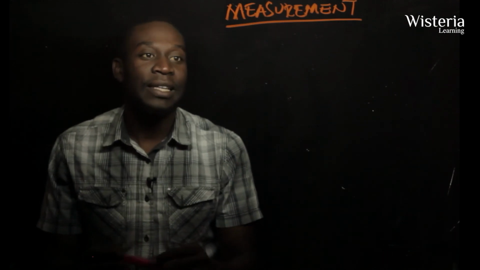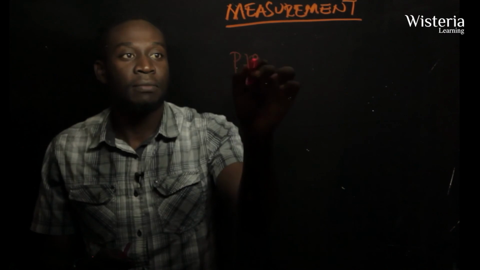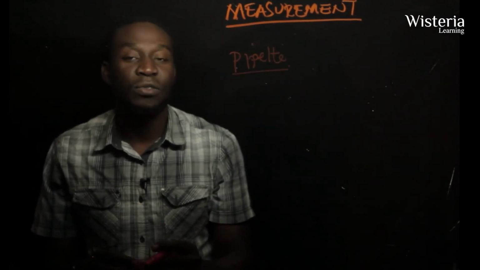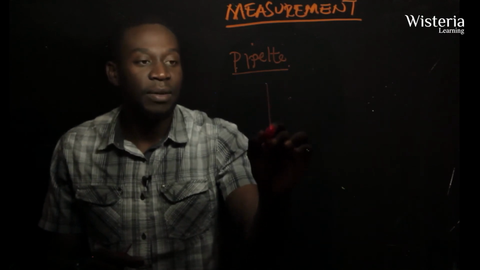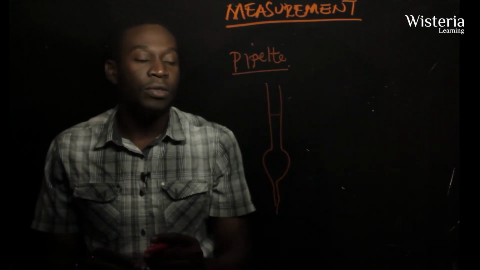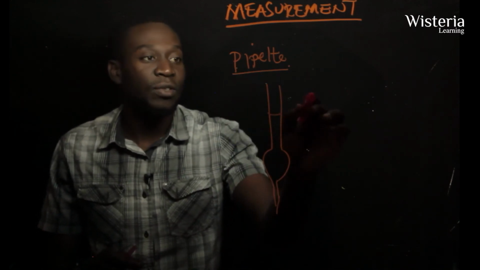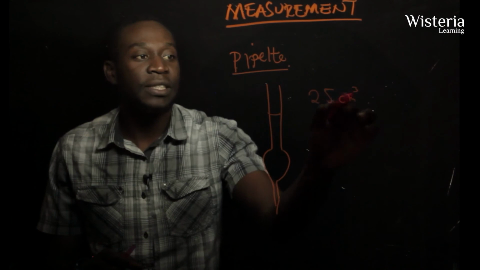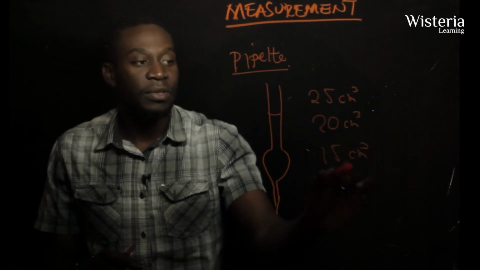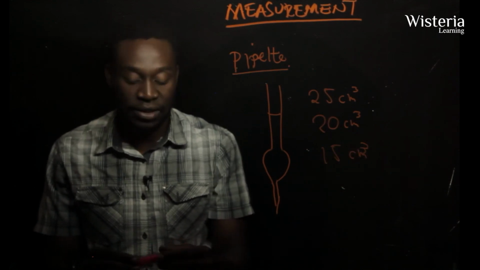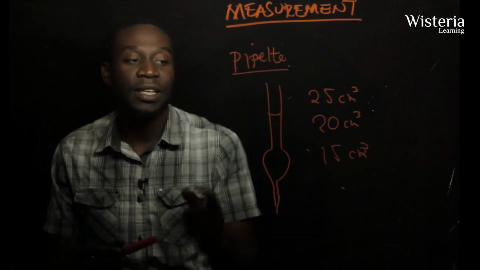Okay, another apparatus that we use to measure volume is called a pipette. The pipette is used to measure a fixed volume accurately. This is how a pipette looks. So if you want to measure a fixed volume accurately, we usually use a pipette. Volumes like 25 centimeter cubed, 20 centimeter cubed, and 15 centimeter cubed, we usually use a pipette, because these are fixed volumes, and if you want to measure them most accurately, we use a pipette.